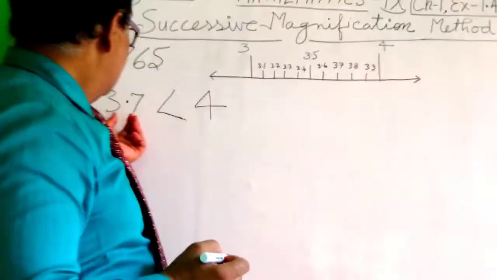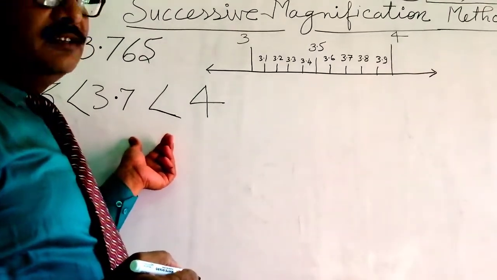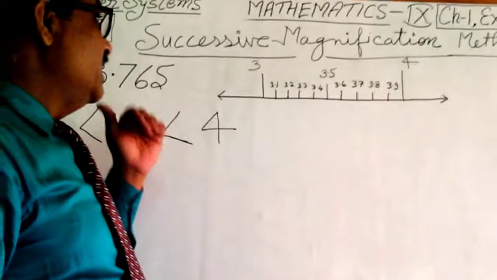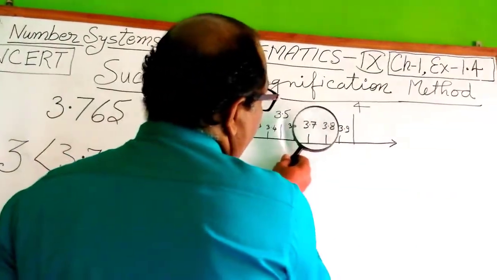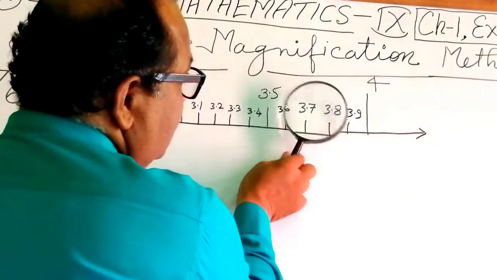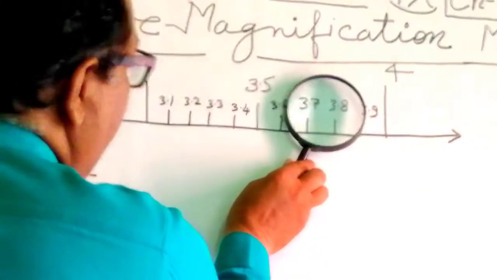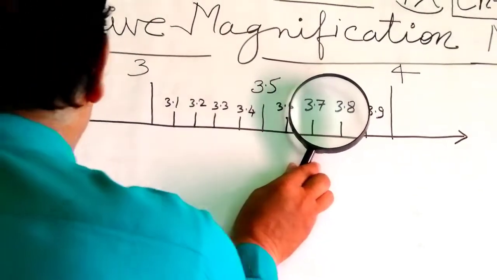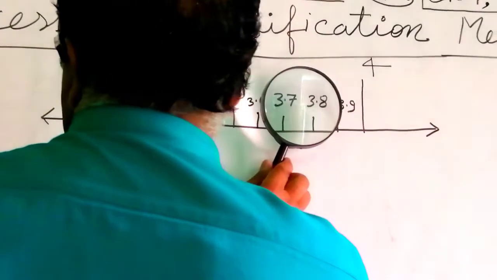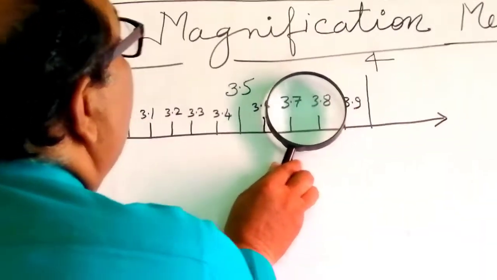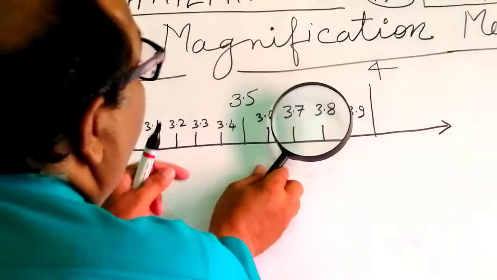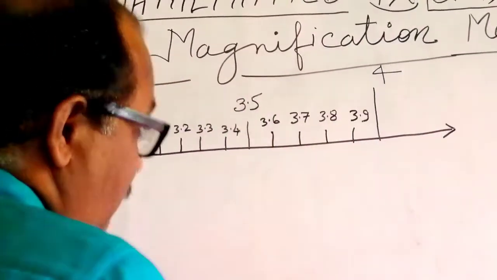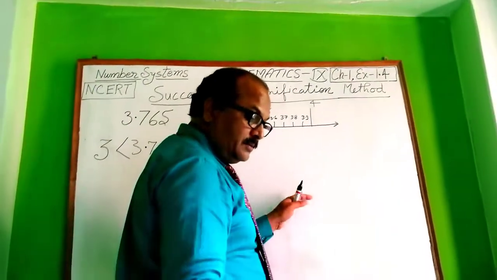Now see here 3.765. You can see this position will be between these two. You can see I am using a magnifying glass. So the number 3.765 lies between these two. So we will magnify it and draw its second step.